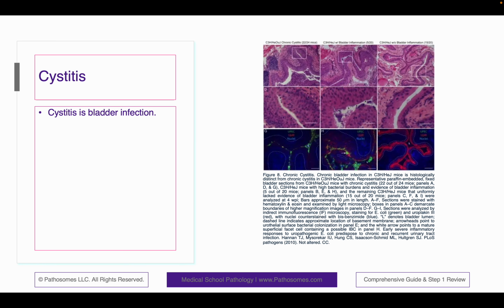Now let's talk a bit about cystitis. Cystitis is bladder infection. And for the MD PhDs out there, here is a bladder from a mouse. You probably have done a lot of research on mice. Yes, mice are susceptible to cystitis as well with their little itty bitty bladders.